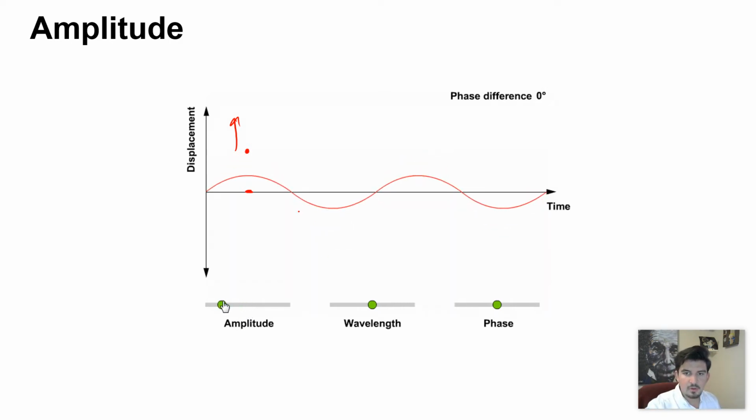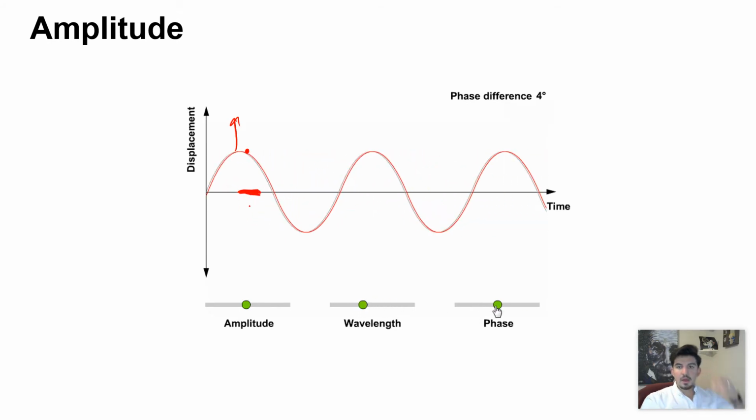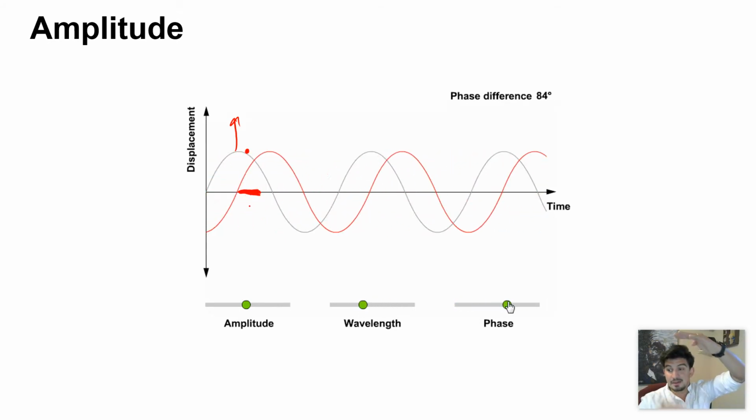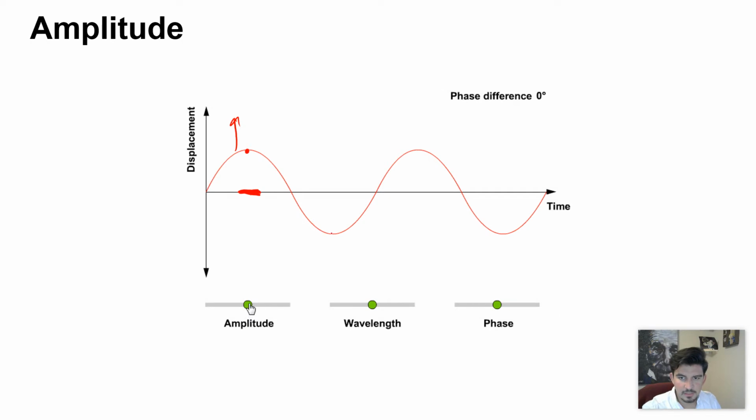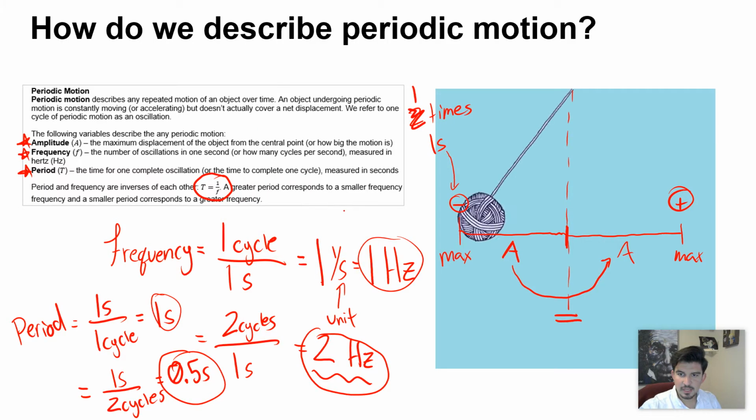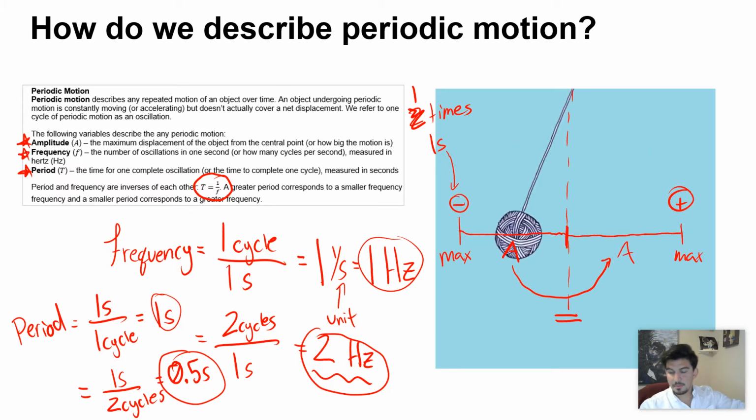Okay. The most important thing, though, is that you always measure from the max to the equilibrium. Okay. Amplitude is not all the way from the top to all the way to the bottom. It's just from the top to the equilibrium, or alternatively from the bottom to the equilibrium. Because remember, a few slides ago, we talked about how the amplitude from the max in the positive is equal to the amplitude from the max in the negative.